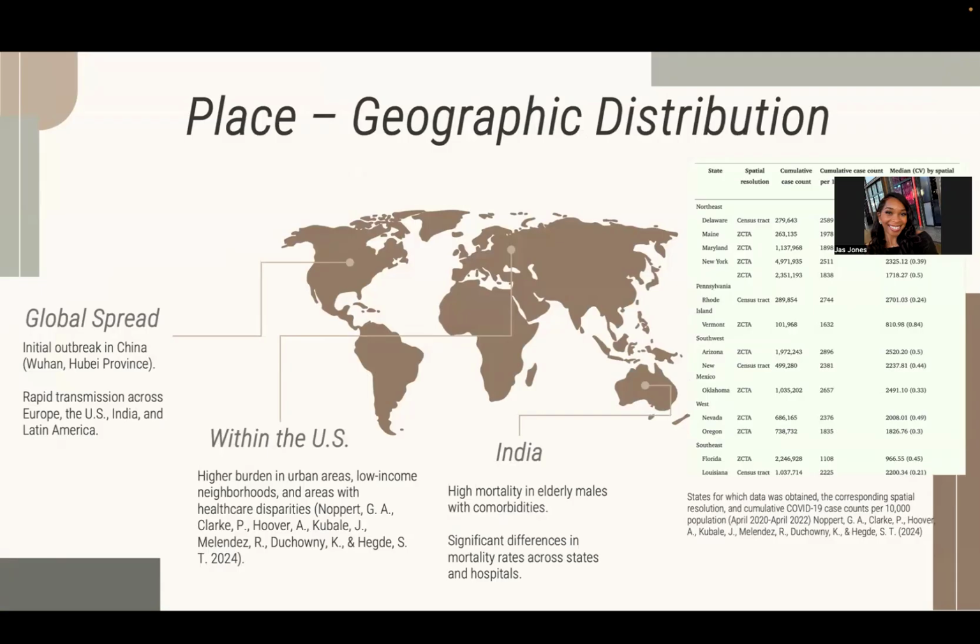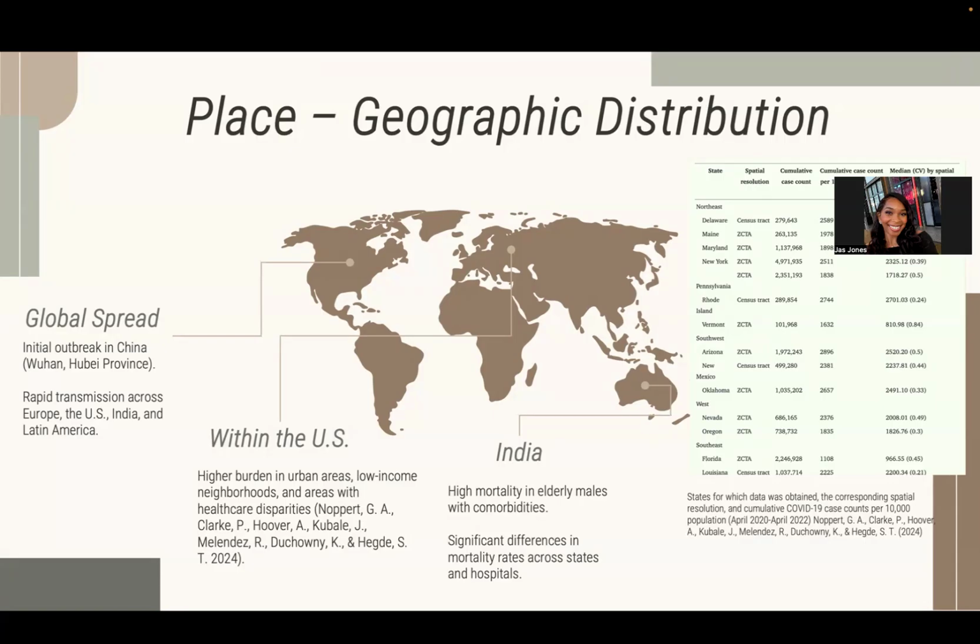So, where did it spread? The spread of COVID-19 wasn't uniform; it varied by location. In big cities like New York, the virus spread quickly because of high population density, whereas rural areas, on the other hand, saw fewer cases at first, even though they were hit later on. For global spread, there was an initial outbreak in Wuhan, Hubei province, China. There was rapid transmission across Europe, the United States, India, and Latin America. On a country level, the US and Brazil had major outbreaks, while places like New Zealand managed to keep things under control with early interventions.